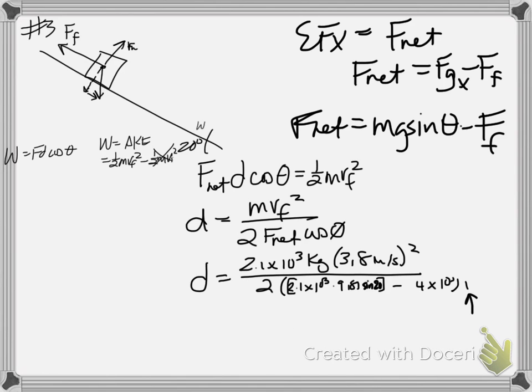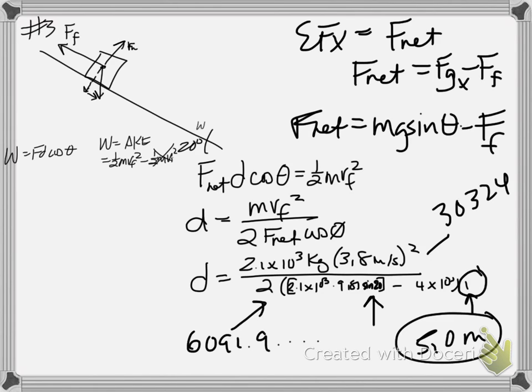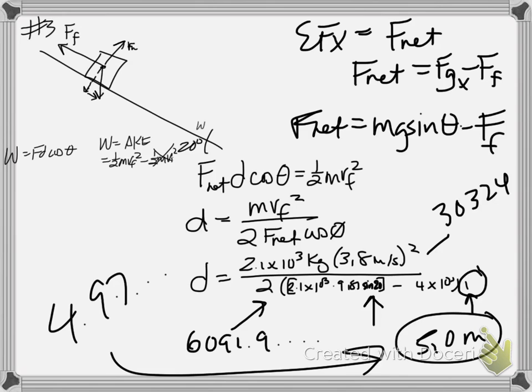Oh, hold on, I forgot my sine theta there, which is really messy and hard to read. I apologize. Let's try this again. Okay, so wrapping that up, we get 4.97, etc. Their sig figs are junk, so it's 5.0. Let's talk about number 5 real quickly.